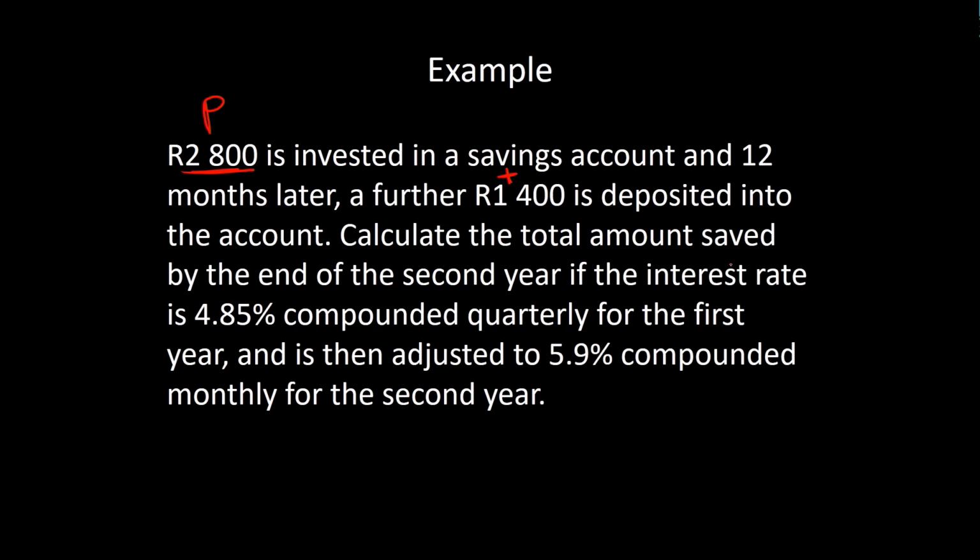Calculate the total amount saved by the end of the second year if the interest rate is 4.85% compounded quarterly for the first year, and then it's adjusted to 5.9% compounded monthly for the second year. So we see that we've got changing interest rates during this investment, but we've also got extra money coming in. So just thinking about all of this can seem confusing. So let's put this information into a timeline and see if it makes more sense.